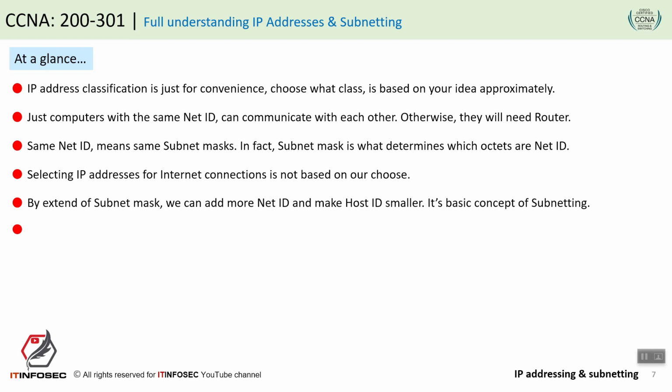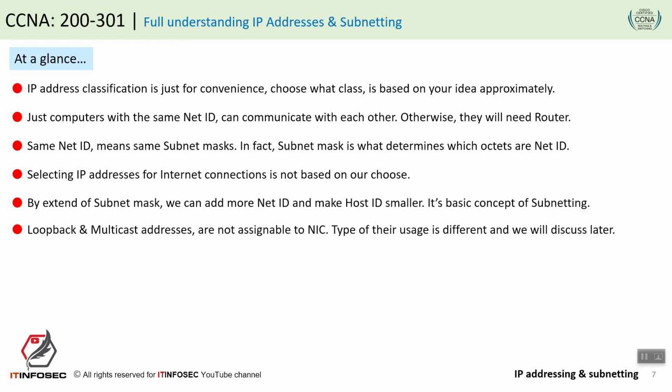By extending the subnet mask, we can add more net IDs and make the host ID smaller. It is the basic concept of subnetting. And the last one is that loopback and multicast addresses are not assignable to a network interface card. Their usage types are different, and we will discuss them later in our videos.